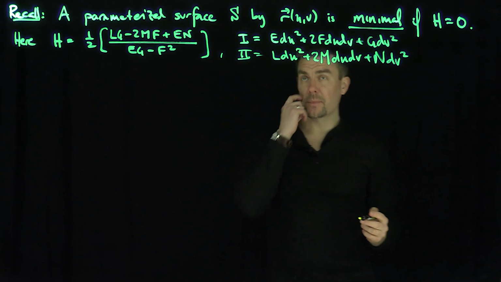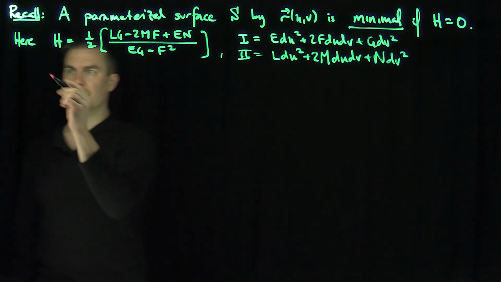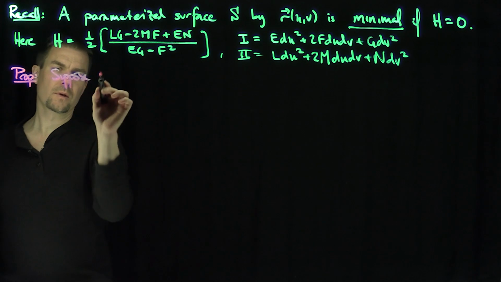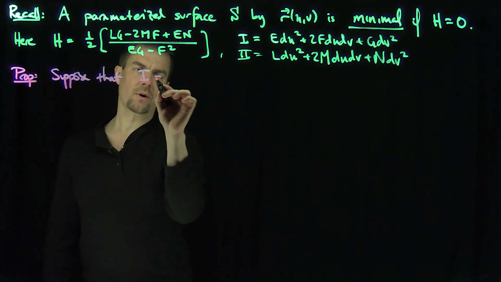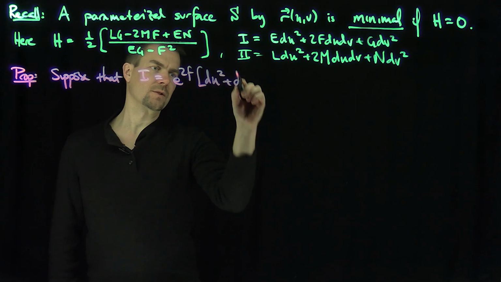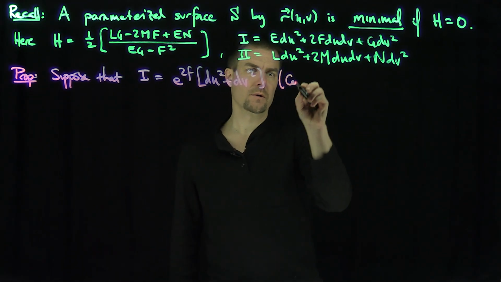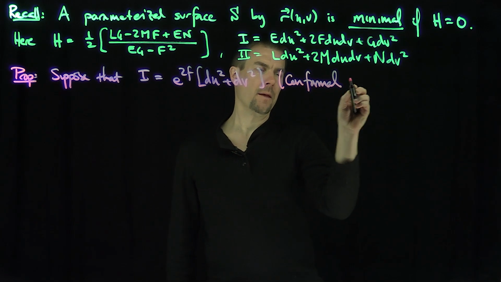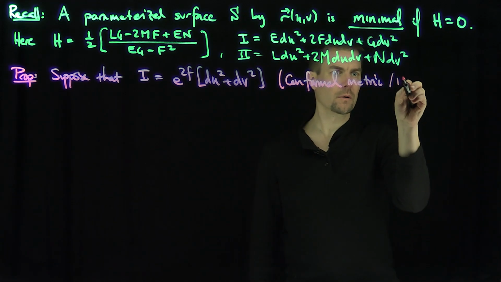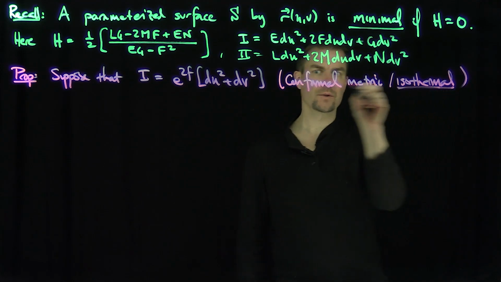And so now what I want to do is the following. Let me suppose that our first fundamental form is a special case. A proposition: suppose that the first fundamental form has a special form, namely e to the 2f times du squared plus dv squared. These are called conformal metrics, or sometimes in older books isothermal, which comes from potential theory.